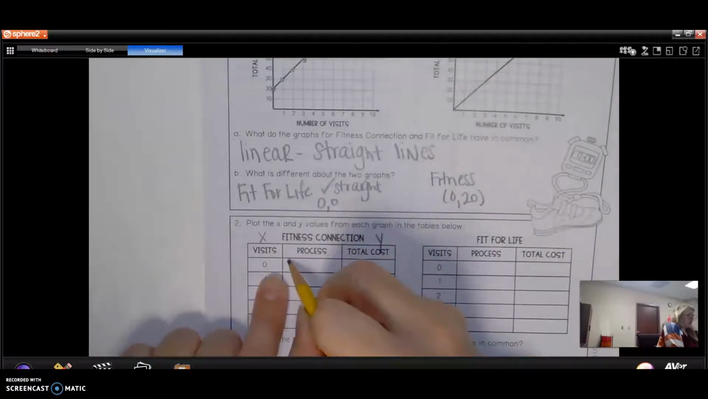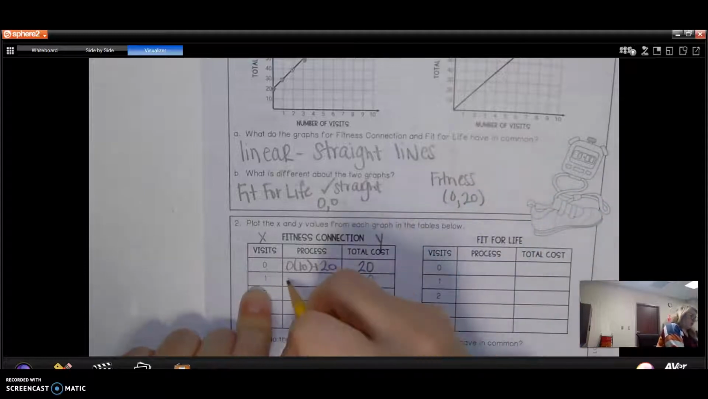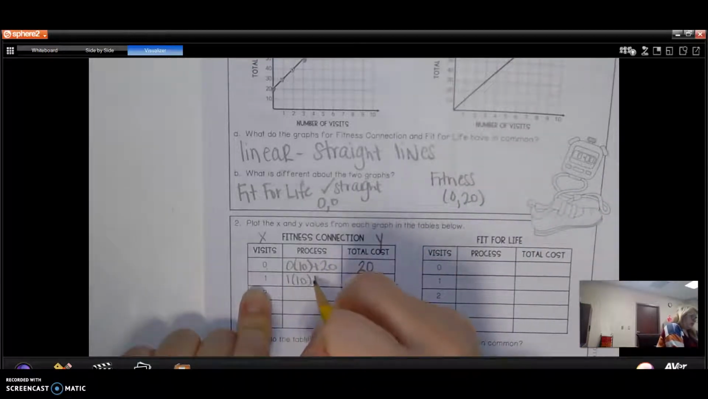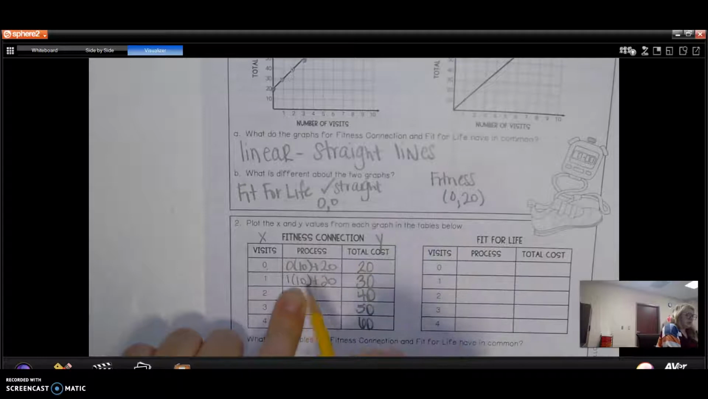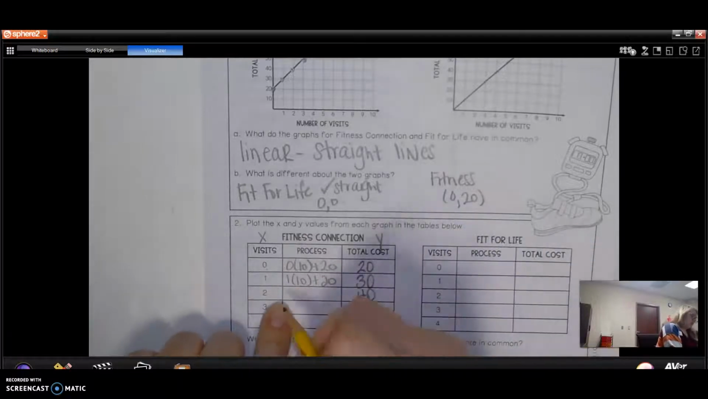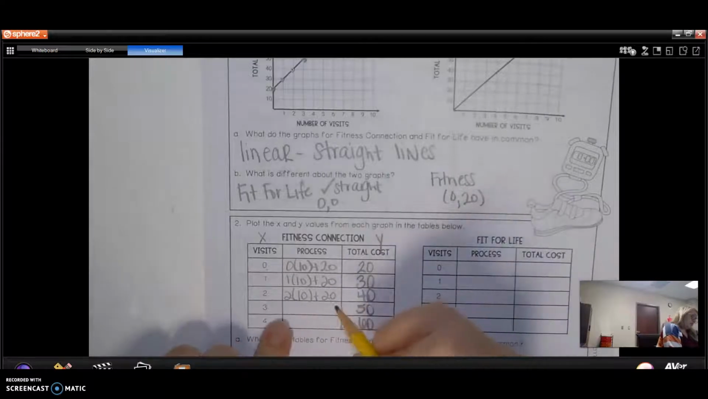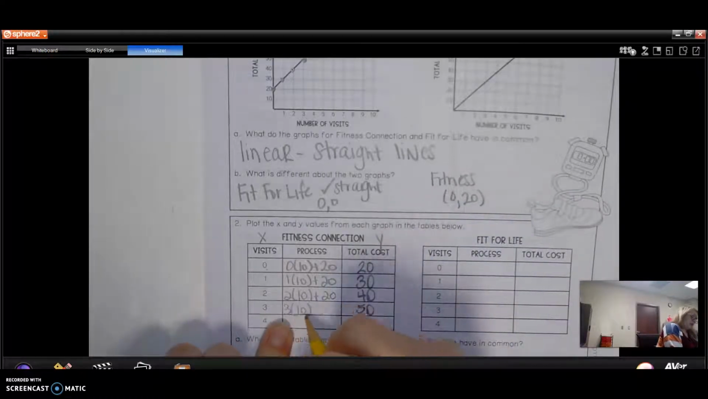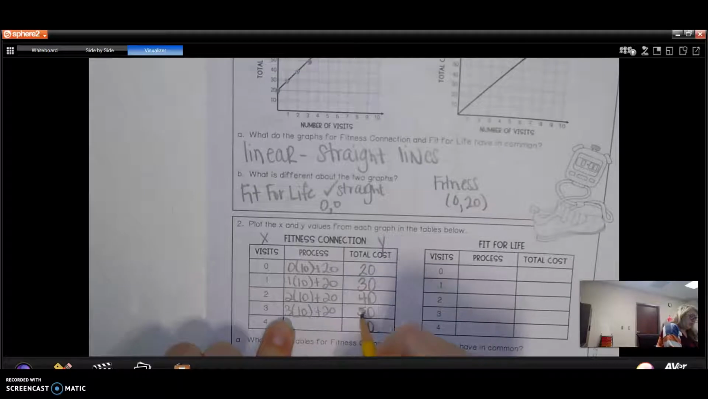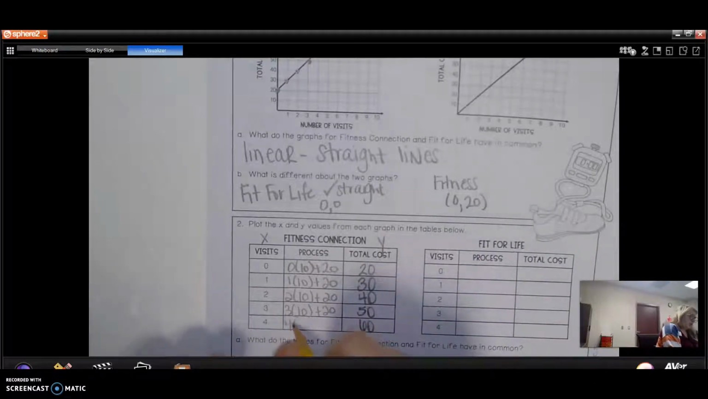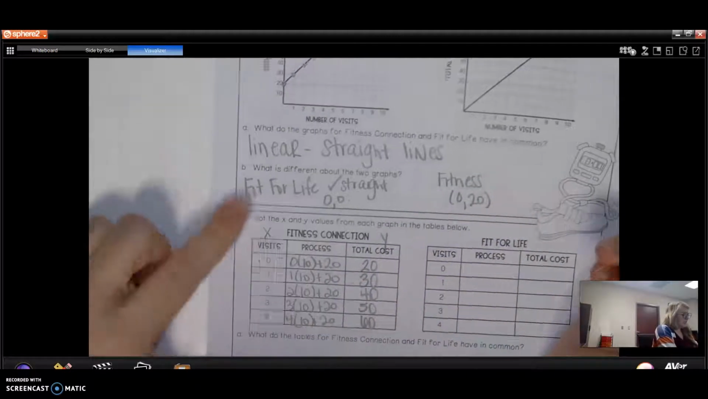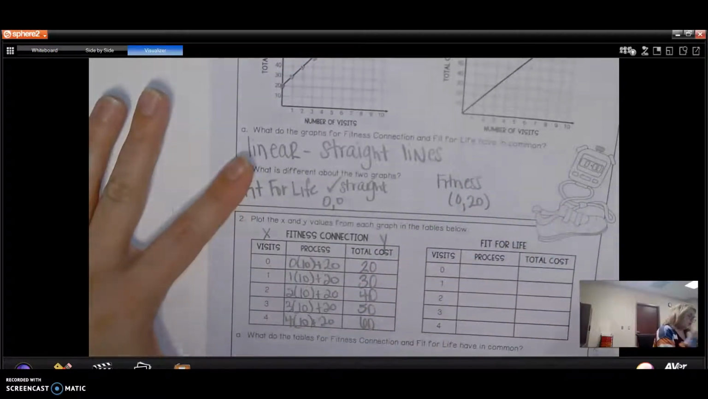So if that's true, I would have 0 times 10 plus 20. This one would be 1 times 10 plus 20, and 1 times 10 is 10 plus 20 more is 30. So this one would be 2 times 10 plus 20. 3 times 10 plus 20, 30 plus 20 is 50. And 4 times 10 plus 20 is 60. So it seems like this one had an initial value of 20.